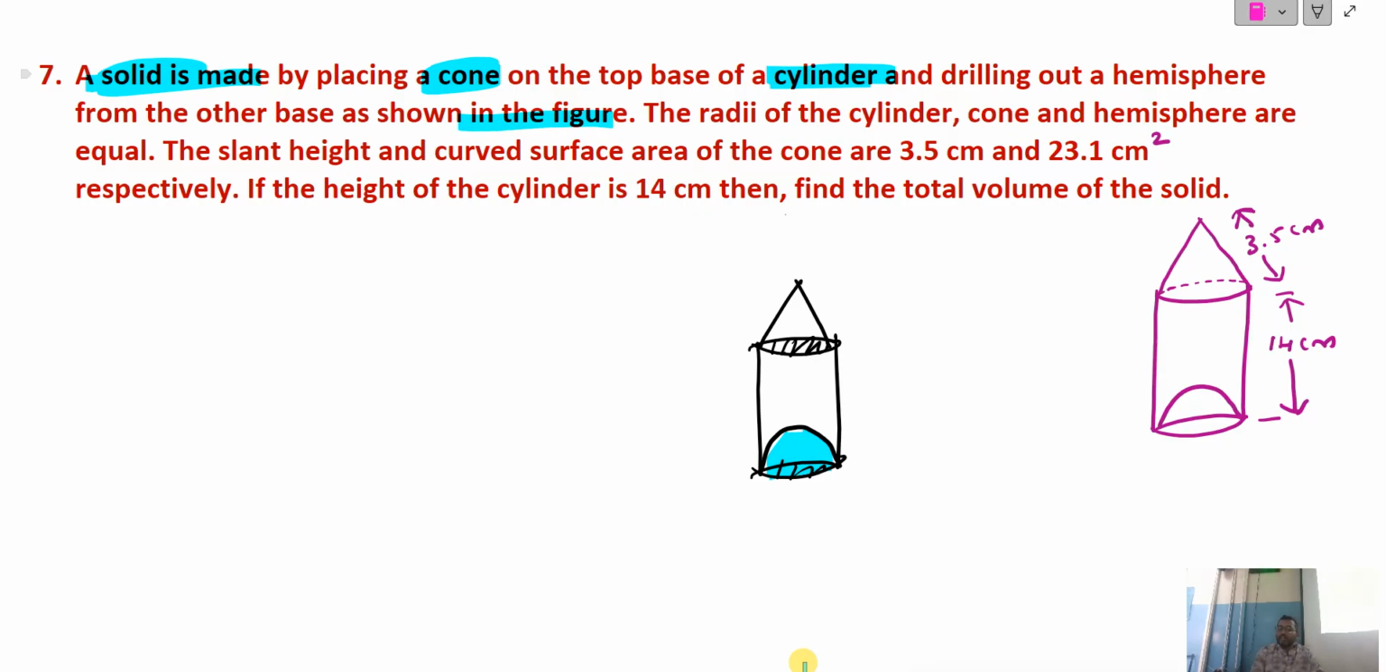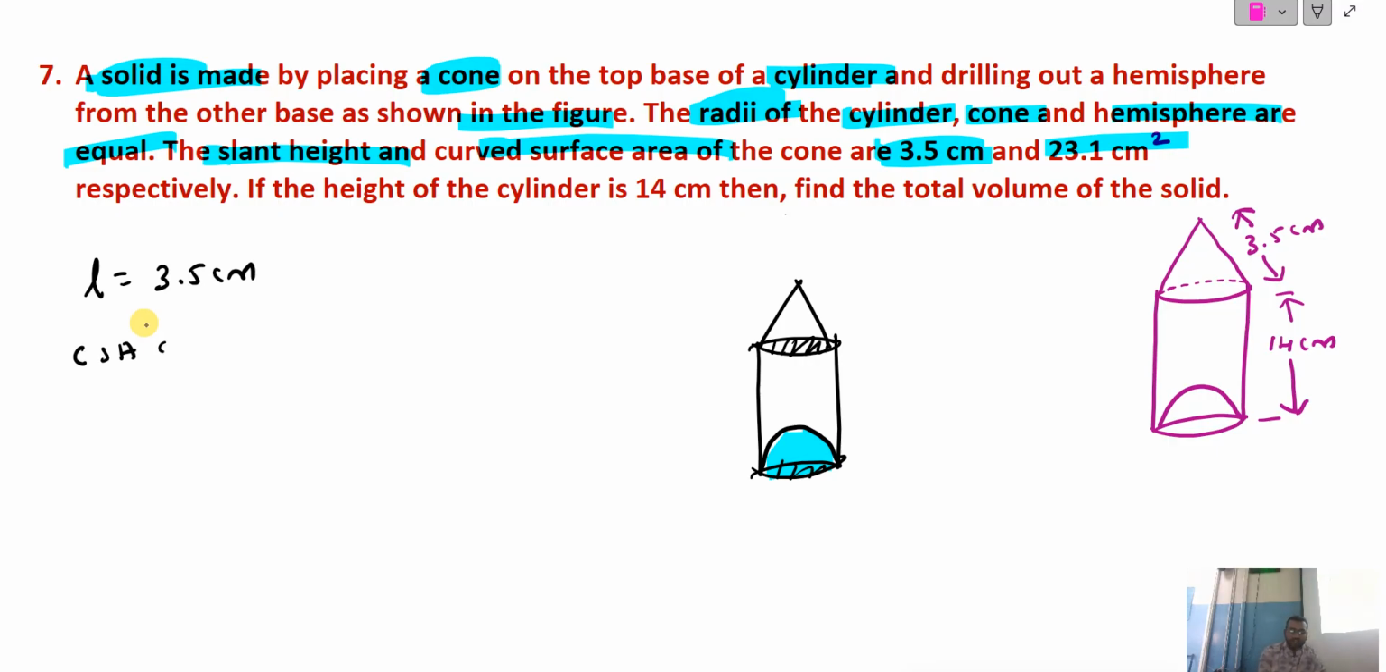Now, the radii of the cylinder, cone and hemisphere are equal. If you see the figure itself, we can understand all are the same size. The radius of cone, radius of cylinder and radius of hemisphere are all one and the same. Now, the slant height means this l. The slant height of the cone is 3.5 centimeter, and the curved surface area of the cone is 23.1 centimeter square.